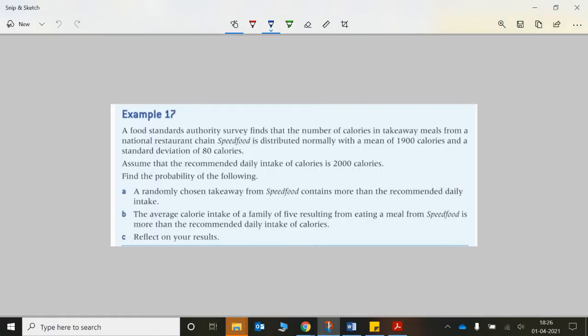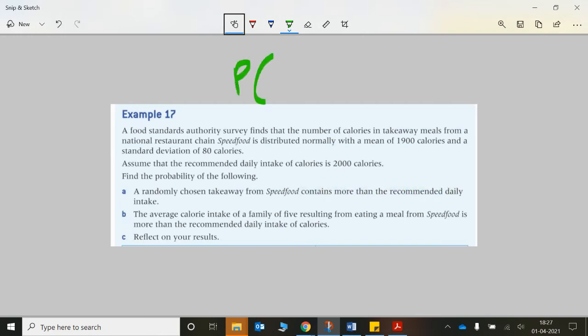A Food Standards Authority survey finds that the number of calories in takeaway meals from a national restaurant chain, Speed Food, is distributed normally with a mean of 1,900 calories and a standard deviation of 80 calories. Assume that the recommended daily intake of calories is 2,000 calories. Find the probability of the following: a randomly chosen takeaway contains more than the recommended daily intake.